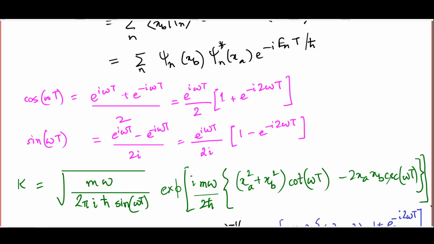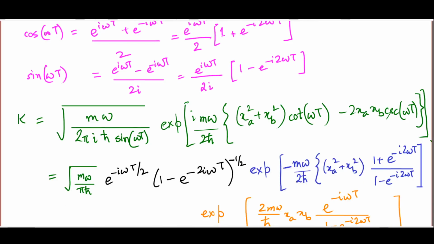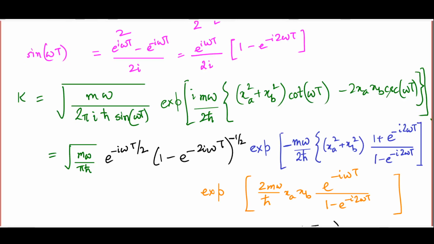Now the 2i sin(omega t) inside the overall square root in front can be written down as e to the i omega t times (1 minus e to the minus 2i omega t), and so on. And plugging these in, what we are going to get is a product of this kind.